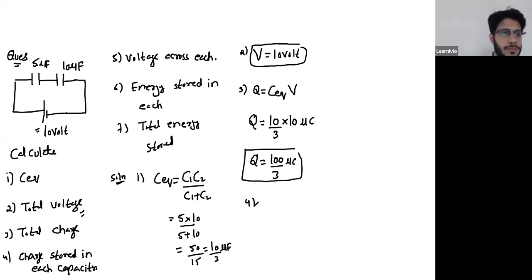Fourth one, charge stored in each capacitor. Johanna, how would you calculate charge stored in each capacitor? It's the same, right? 100 by 3. So Q1 and Q2 are both equal to Q, which is 100 by 3 microcoulomb. So Afroza, how would you calculate voltage across each capacitor now? Voltage across each capacitor. Part 5.